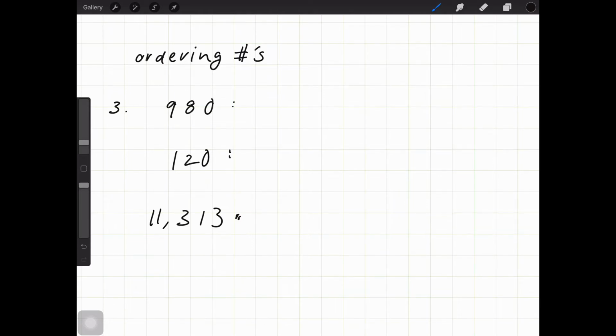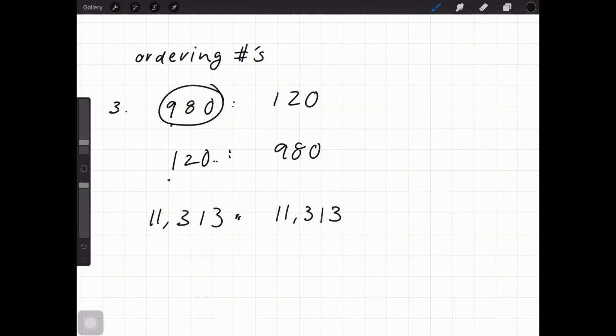So these are both 3-digit numbers. How to tell if one is larger than the other, you look at the first digit of each one. This one says 9, this one says 1, so obviously this one is greater. Since we're going from least to greatest, this one is smaller, so this one goes first. And then this one, and then this one.